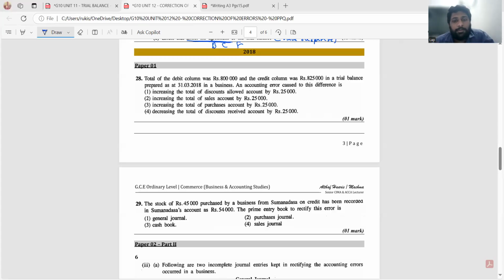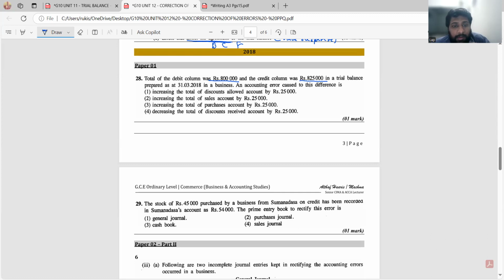Okay, so let's discuss 2018 questions. The total of the debit column is 800,000, credit column 825,000. An accounting error caused this difference. So which error has led to this difference? Our credit side is bigger now. Because of the mistake, our credit side is bigger.